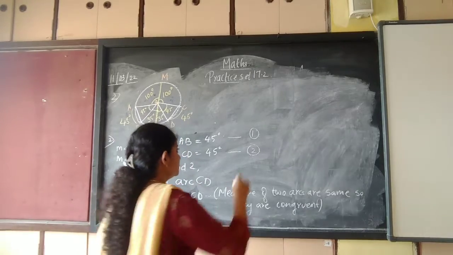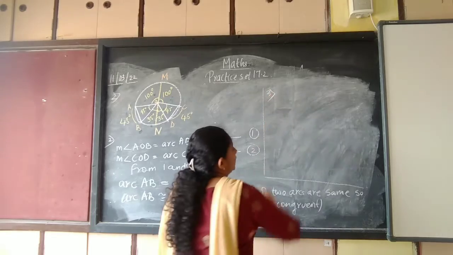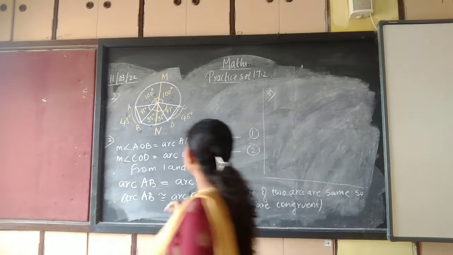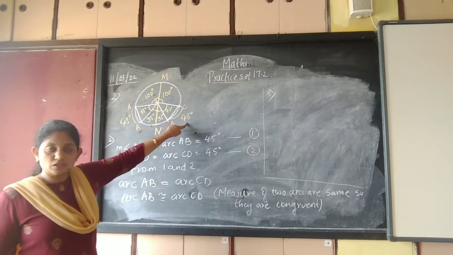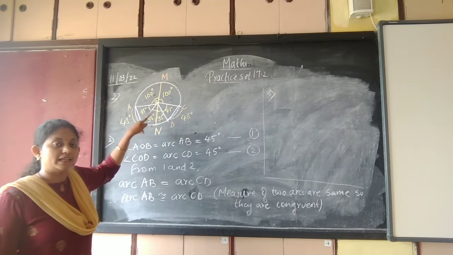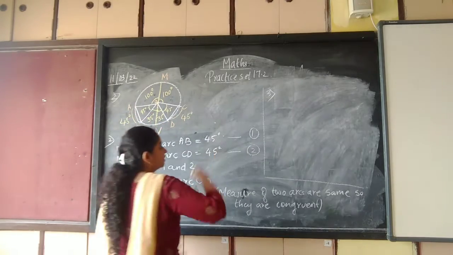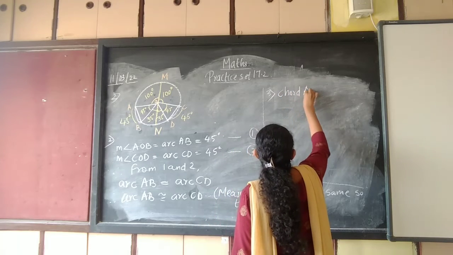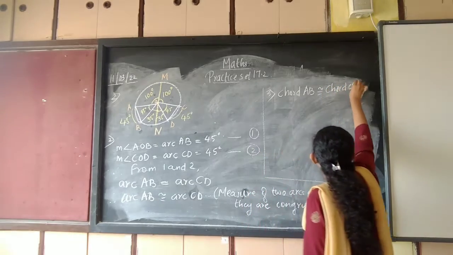Now, the third one is remaining. What is being asked in that? Third one: show that chord AB is congruent to chord CD. Now, you can see students, the angle is the same, so the arc is also the same. So, what about the corresponding chord of that congruent arc? That will also be the same. So, this chord and this chord are the same. So, you can write down: chord AB is congruent to chord CD.